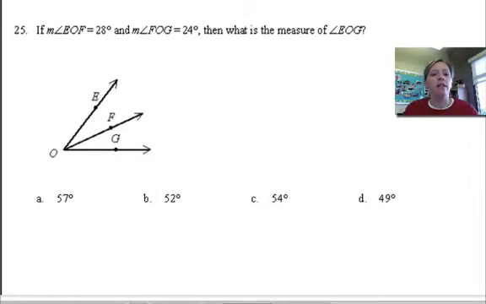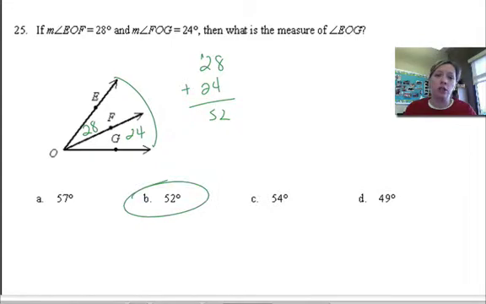Alright, number 25. I think everybody might have got this one right. If the measure of EOF equals 28, let's label that. And the measure of FOG is 24, we'll label that. What is the measure of angle EOG? So EOG, that's the whole big angle. We simply add these two. 8 and 4 is 12. Carry the 1. 52 is the correct answer for number 25.